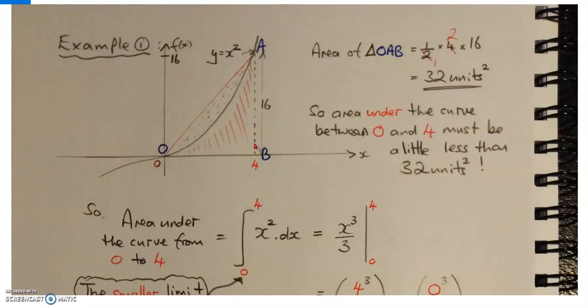Okay, so if we want to ask the question, what is the area underneath this curve between 0 and 4, it must be a little bit less than 32 units squared, because the curve goes below the straight side of the triangle. It drops below it like that. And so this red shaded area here must be less than this 32 units squared. Well, how do we do that with definite integration?